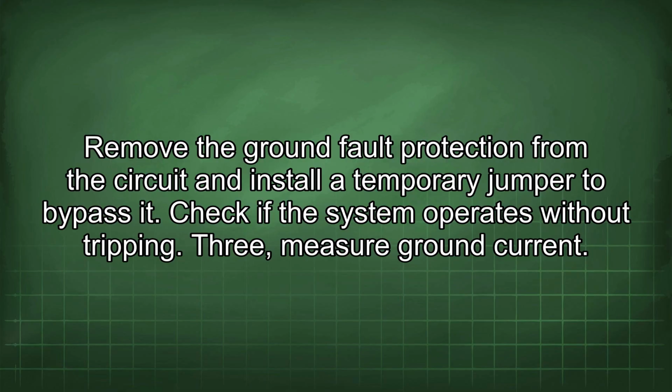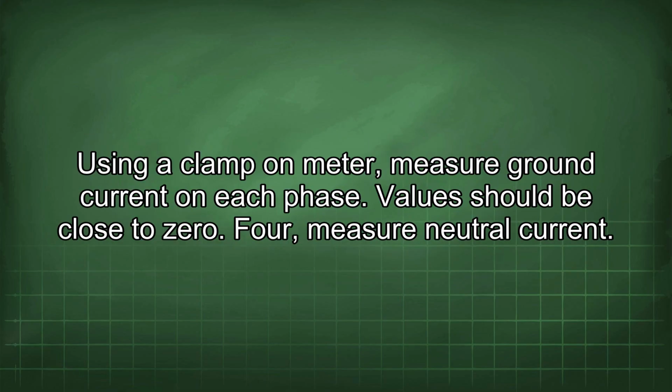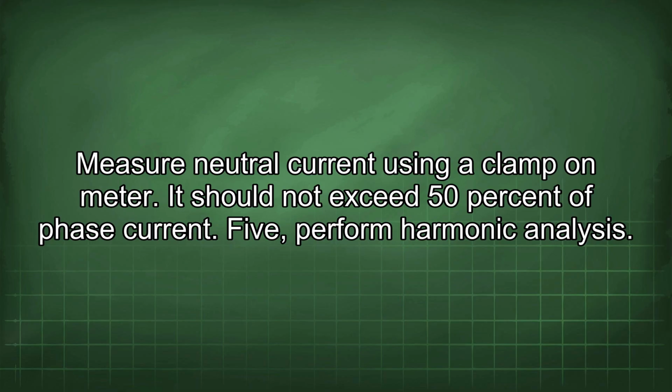3. Measure ground current. Using a clamp-on meter, measure ground current on each phase. Values should be close to 0. 4. Measure neutral current. Measure neutral current using a clamp-on meter. It should not exceed 50% of phase current.